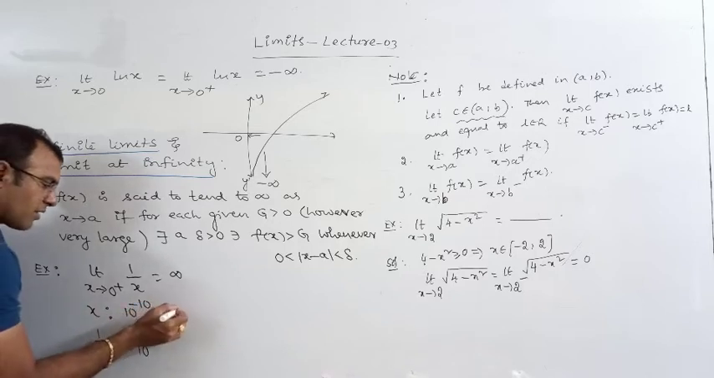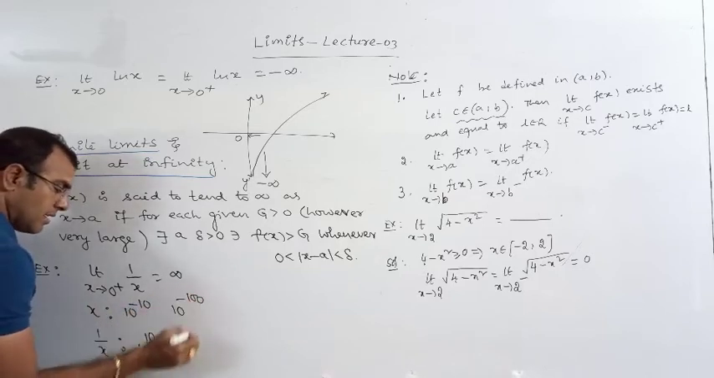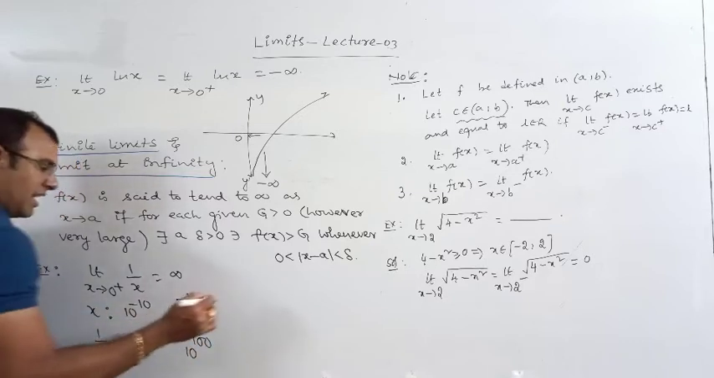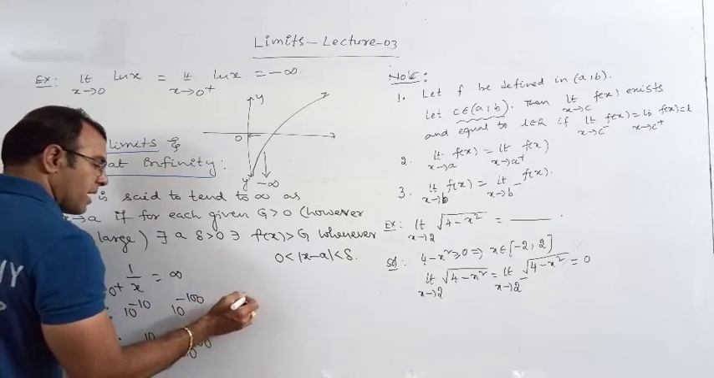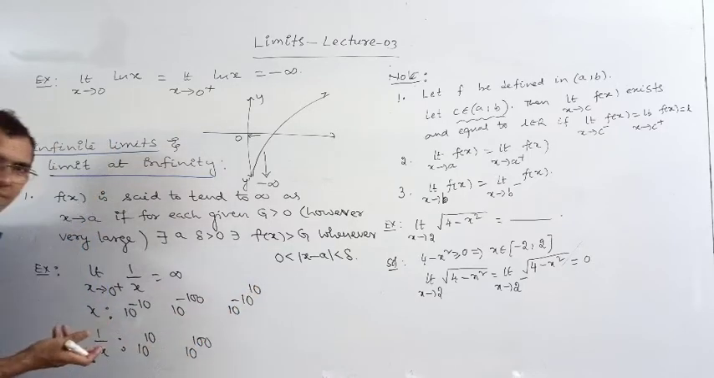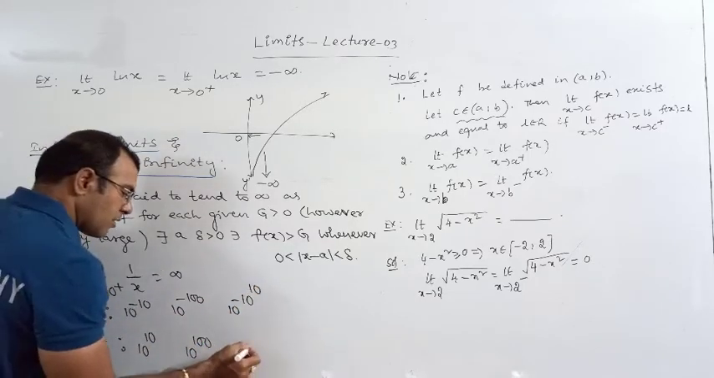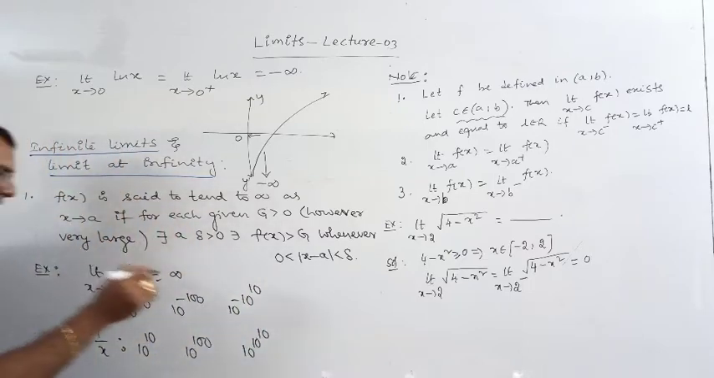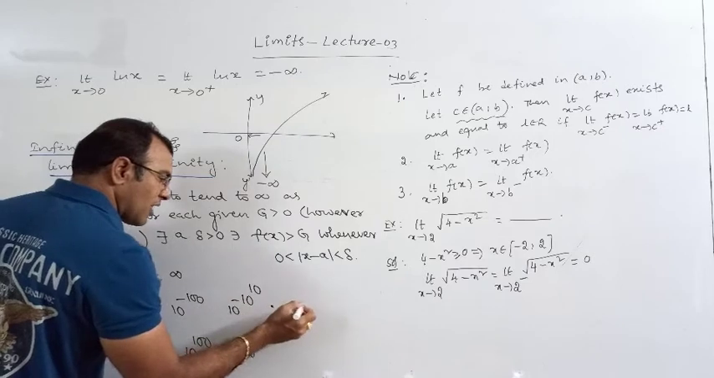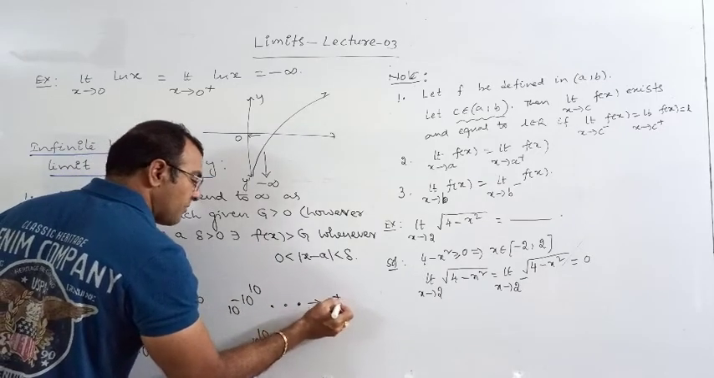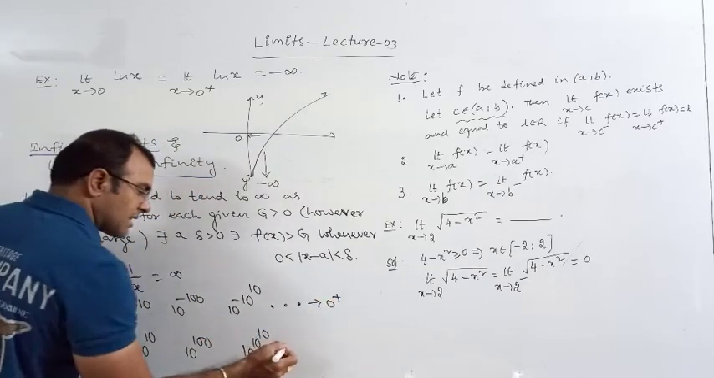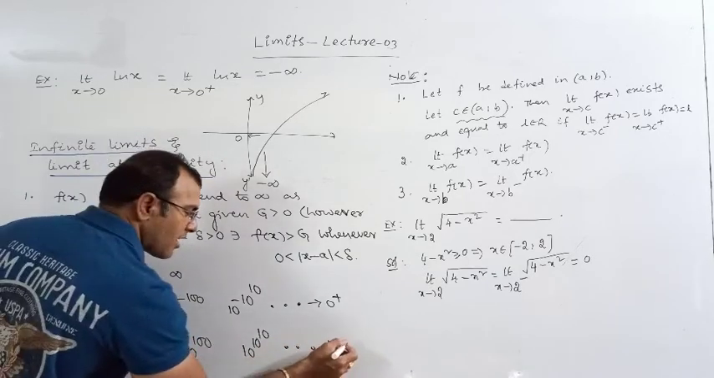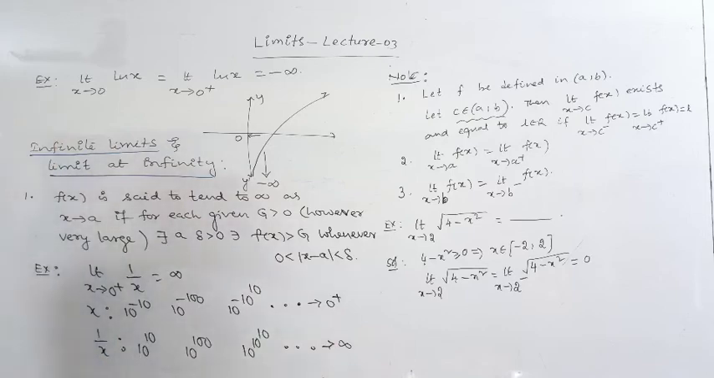If you take 10 to the power of minus 100, 1 by x becomes 10 to the power of 100. If you take 10 to the power of minus 10 to the power of 10, then you will get 10 to the power of 10 to the power of 10. In this way, you are getting close to 0 plus, whereas 1 by x is tending to a very large number. That large number, we say, is infinity.